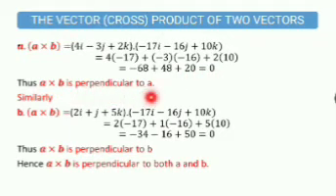This is perpendicular to what? A. Similarly, let's find the dot product for this one. If their dot product is equal to 0, that means they are also perpendicular. So this is B and this is A cross B.